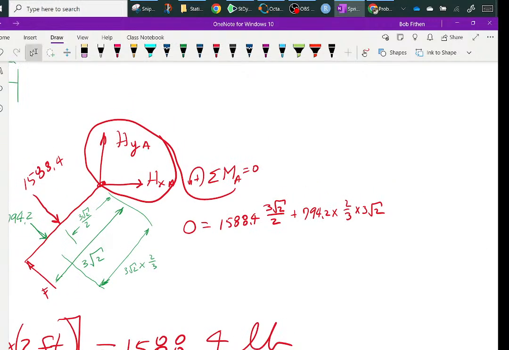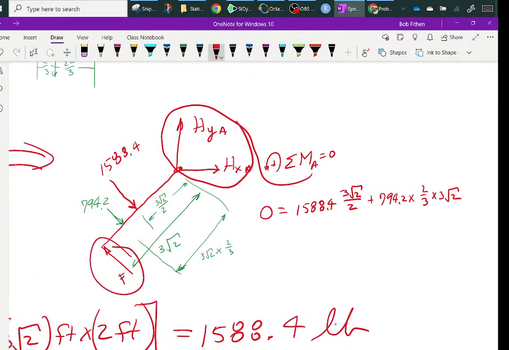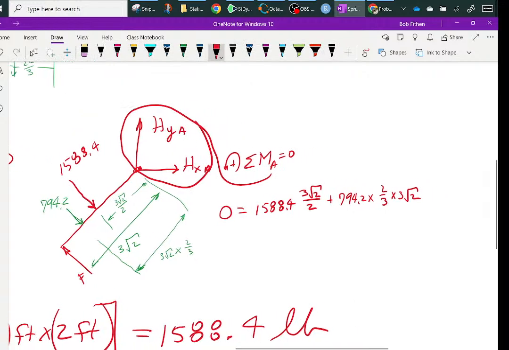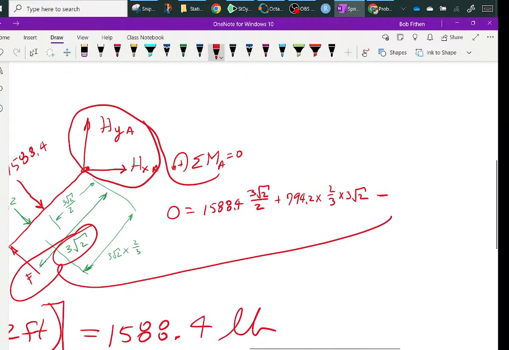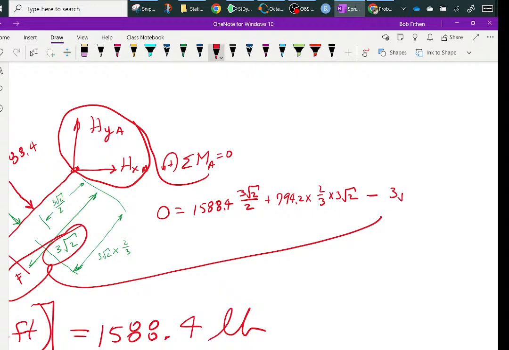And then you've got this load right here going the other way, and so that's going to produce a minus. Its moment arm is this times that, which gets you 3 square root of 2 F.